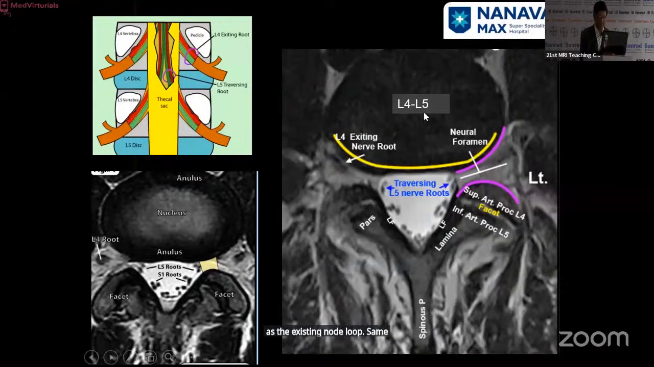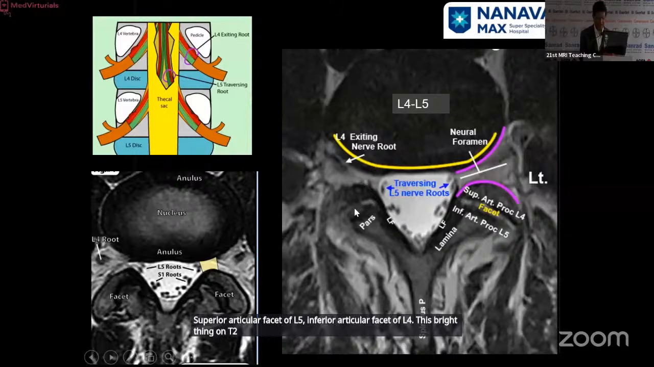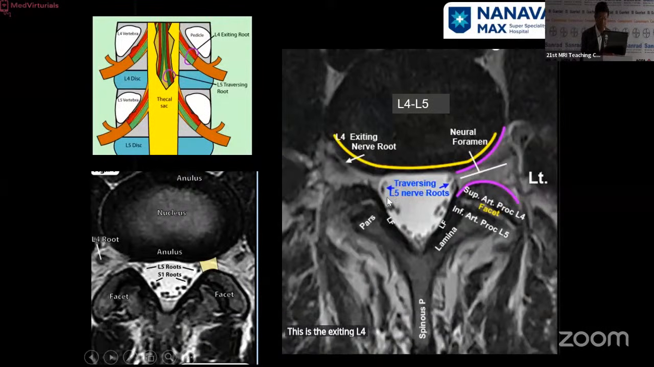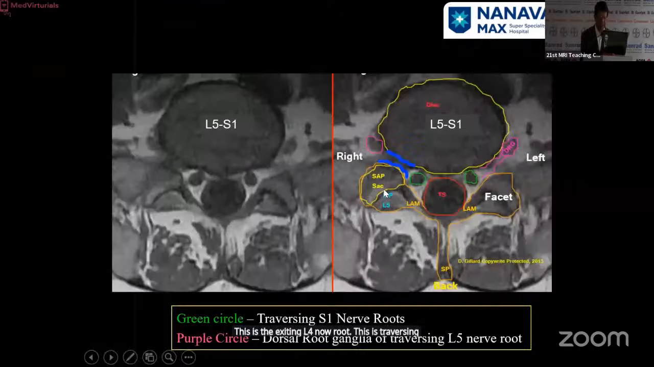Same thing here, L4-5 disc, thecal sac, traversing L5 nerve root. So this is L5, S1, S2, etc. Superior articular facet of L5, inferior articular facet of L4. This bright thing on T2 is the fluid and cartilage in the facet joint. This is the exiting L4 nerve root. This is traversing L5 nerve root.